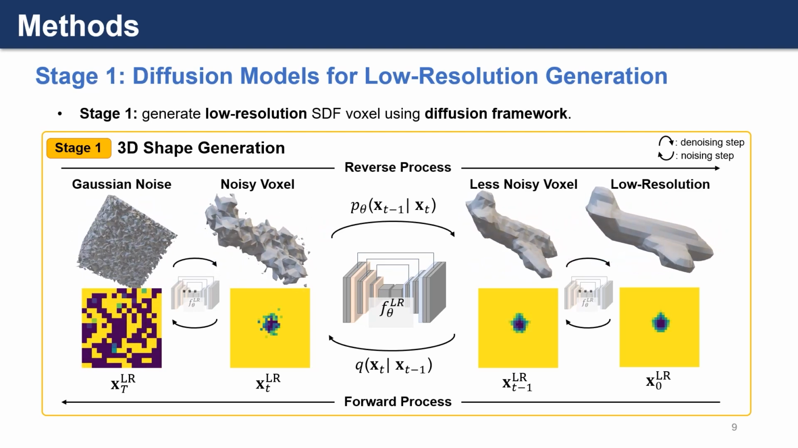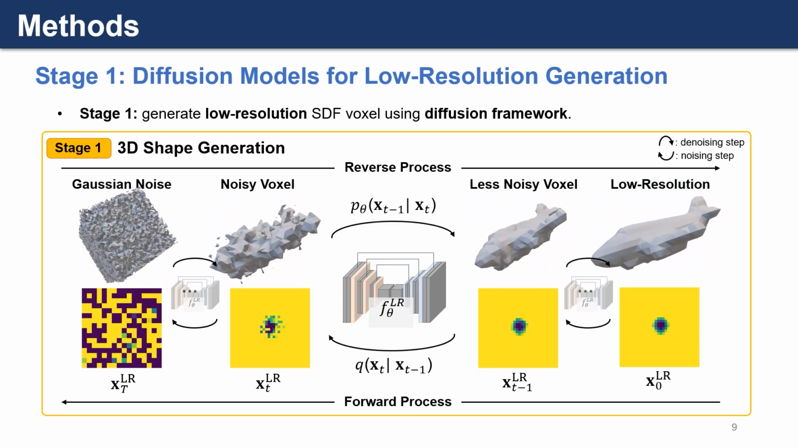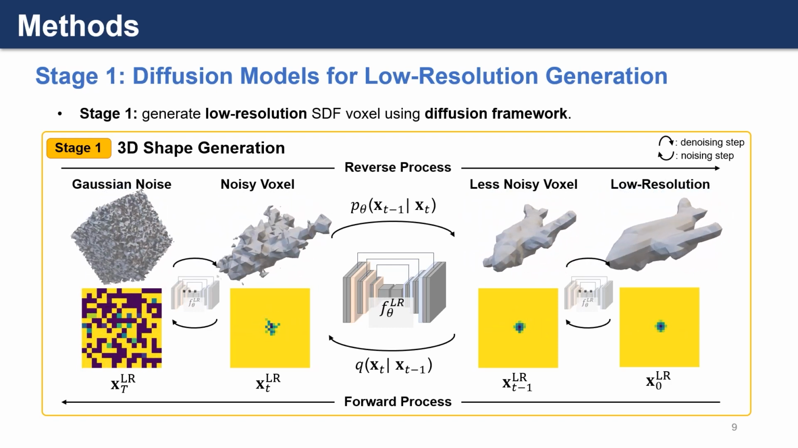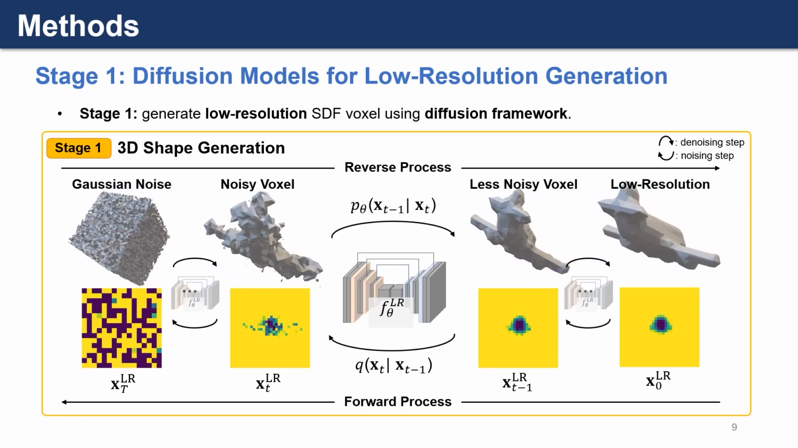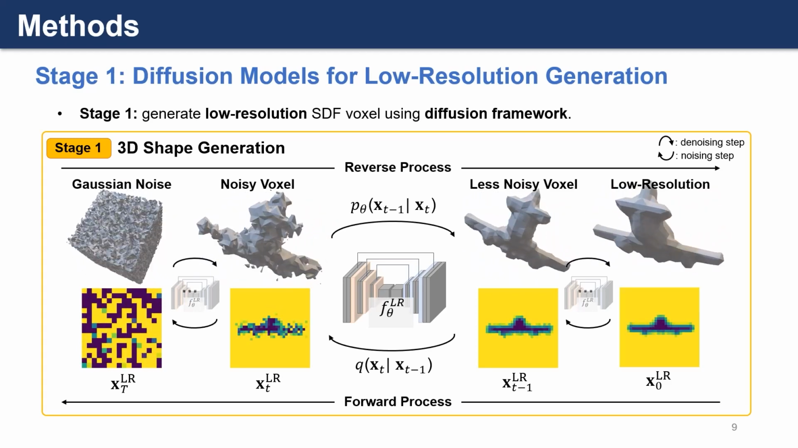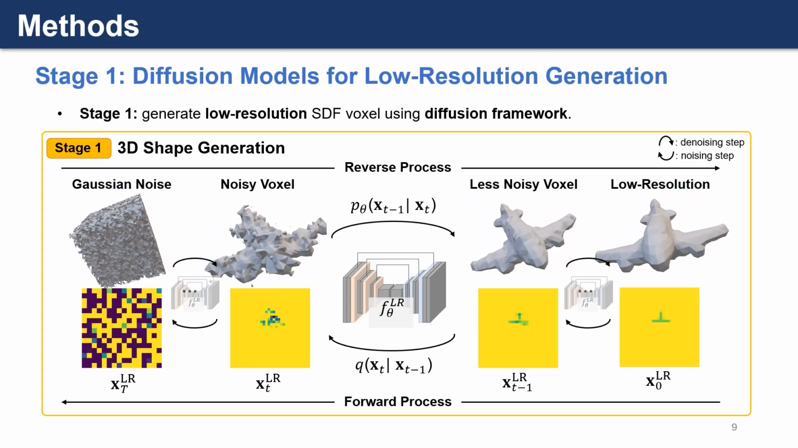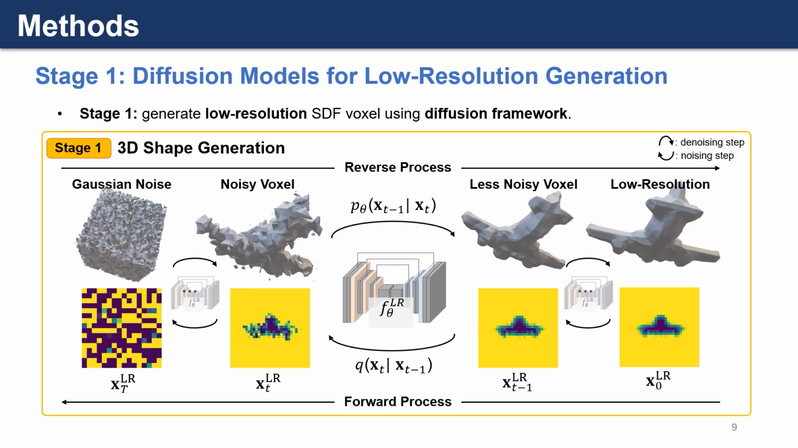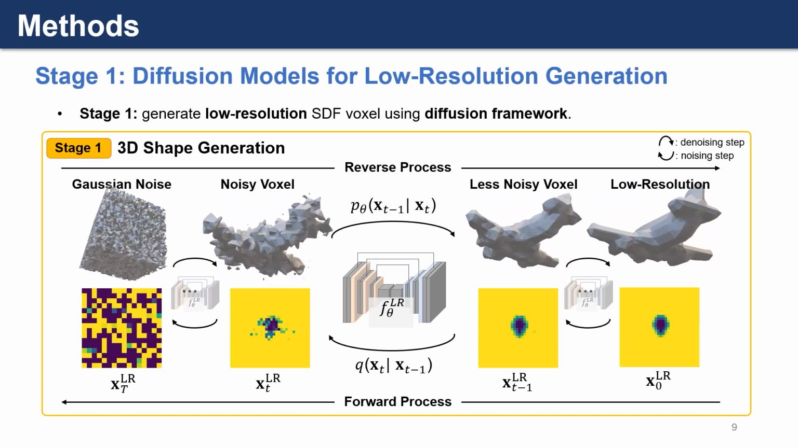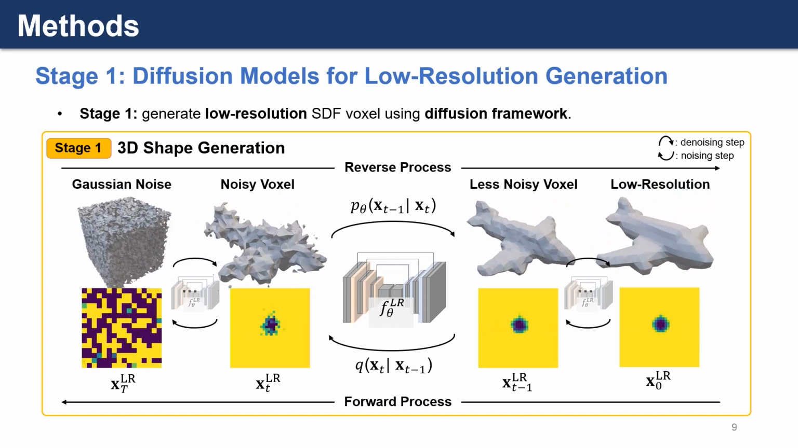In this slide, we will explain about details of the first stage. Purpose of the first stage is to generate low-resolution SDF voxel using diffusion framework. During the training phase, the model learns how to denoise SDF voxel. During inference phase, by iteratively applying the denoising step from the Gaussian noise, we can generate a new low-resolution SDF. With this first stage diffusion framework, we can generate low-resolution SDF voxel, which is used in the second stage.